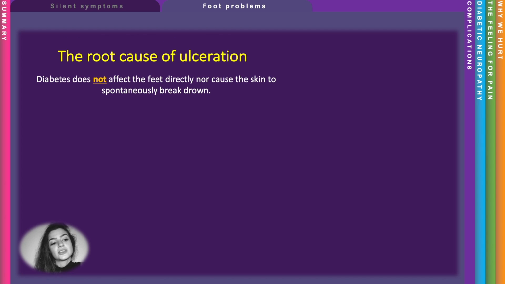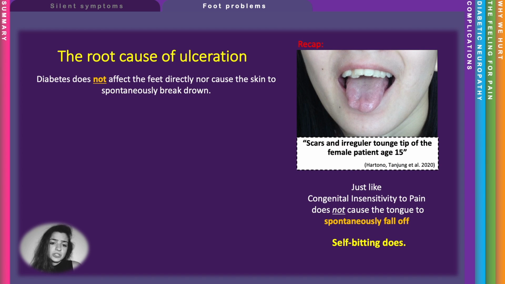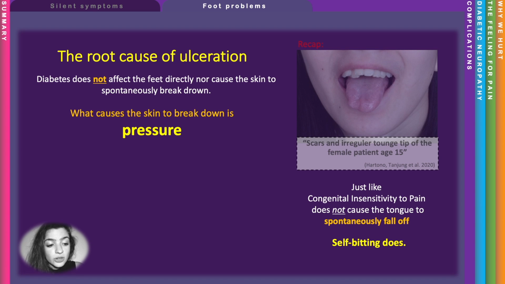So diabetes does not directly affect the foot, nor does it cause the skin to spontaneously break down. Recapping from what we saw earlier, congenital insensitivity to pain is just the same thing: it doesn't cause the tip of the tongue to spontaneously fall off. What causes it, though, is insensitivity to pain, so self-biting actually makes the tip of the tongue be lost. In a similar way, what causes the skin to break down in foot ulcers is pressure.